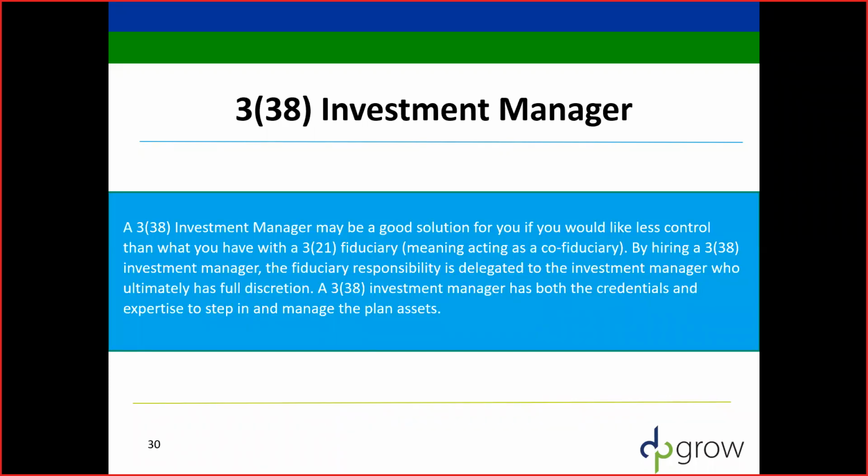With the 338 investment manager, this may be a good solution for you if you want to give up some of that control, as we talked about, and delegate to that investment manager. That 338 will ultimately have that full discretion. A 338 investment manager has both the credentials and expertise to step in and manage the plan assets. And investment managers typically charge fees for their services. They're not paid commissions or in exchange for anything in terms of a product or services.